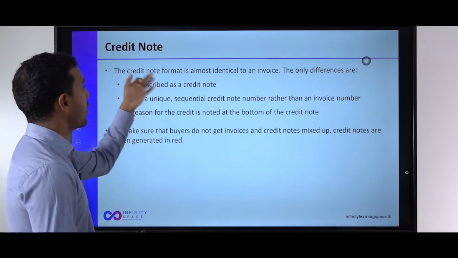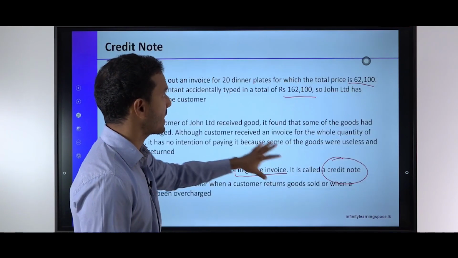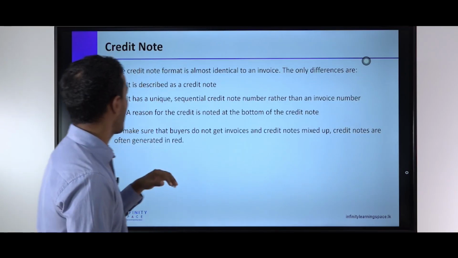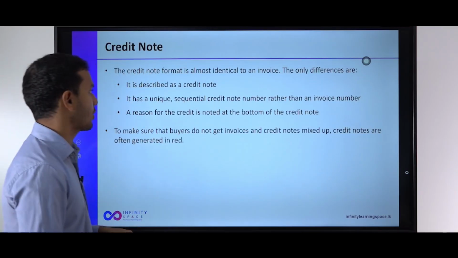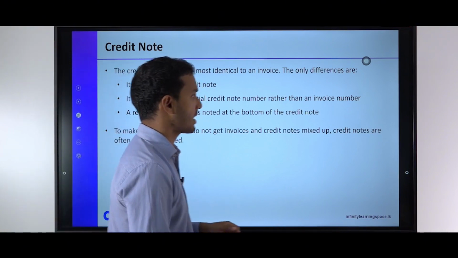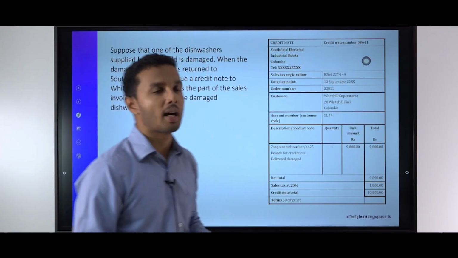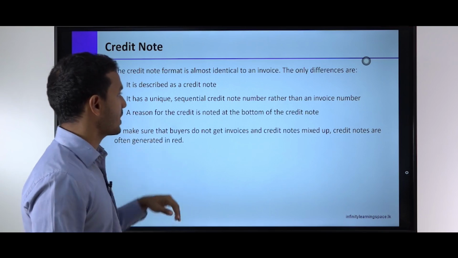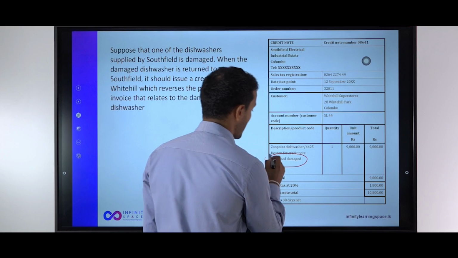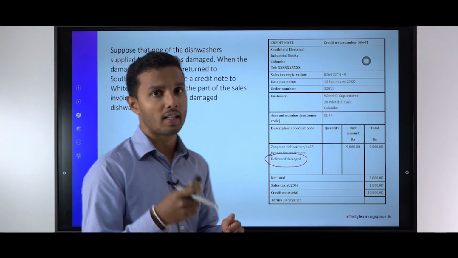So the credit note format is almost identical to the invoice. You can see this credit note format is very similar to the purchase invoice format. The only differences are it is described as a credit note, not a purchase invoice. It has a unique sequential credit note number rather than an invoice number. We know invoices also have a number, credit notes also have a separate number. A reason for the credit note is noted at the bottom of the credit note. So you can see in the credit note, the reason is normally mentioned. It says this is a credit note because the customer has returned a dishwasher that is damaged.